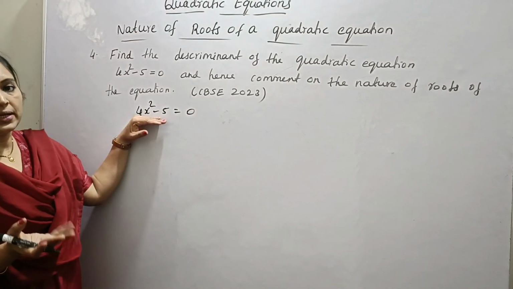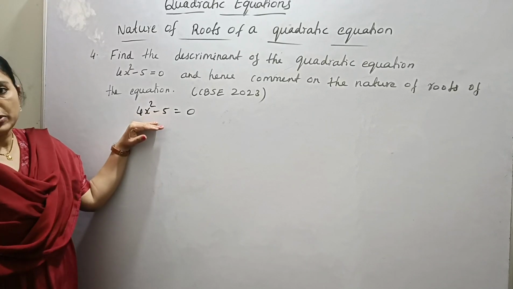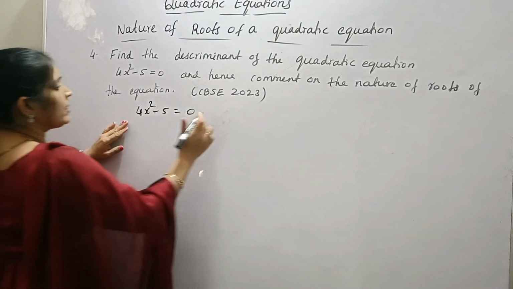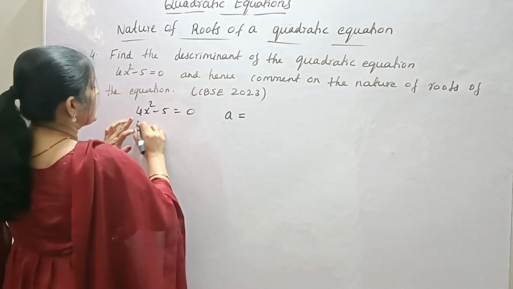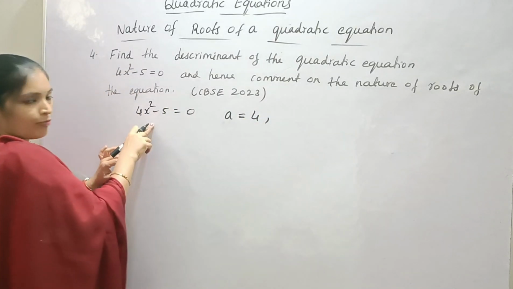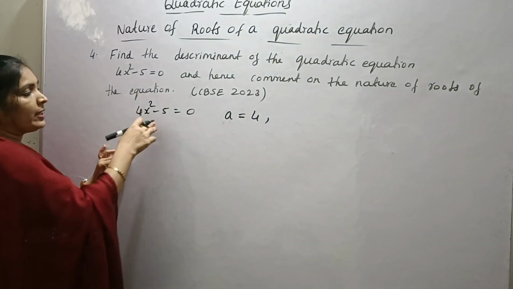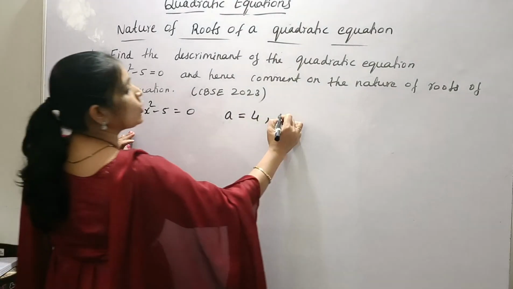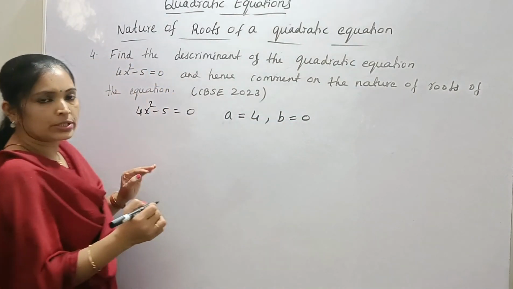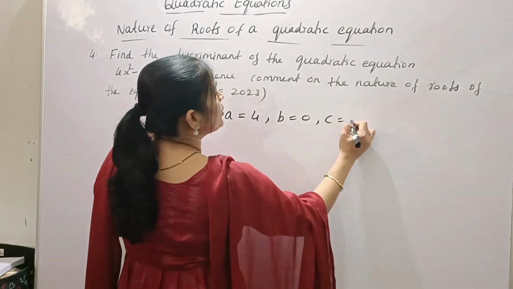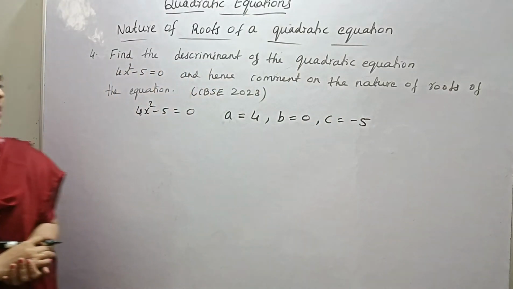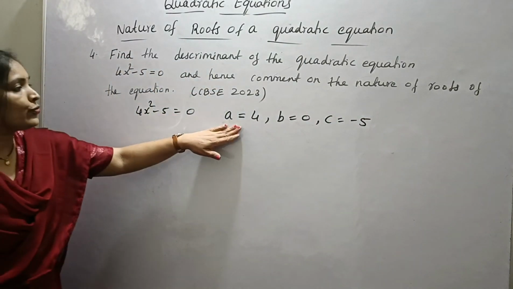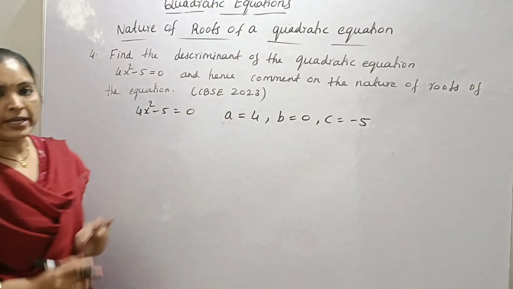Okay. So what is the discriminant? That is b square minus 4ac, right? So here value of a is 4. What is the value of b? There is no x term, right? That is second term, that is coefficient of x is 0. b is equal to 0 and c is equal to minus 5. Right? That is a is equal to 4, b is equal to 0, c is equal to minus 5.